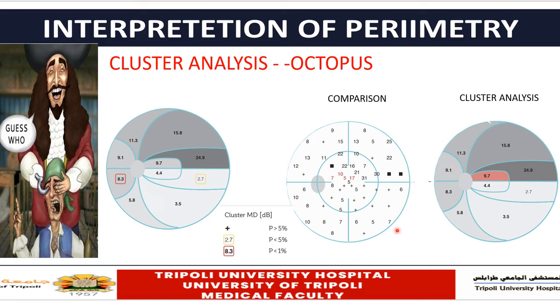Then, of course, a statistical analysis will be applied, and probability testing will be done, and the mean deviation will be measured, and we extract the p-value for each cluster, and accordingly we can determine the abnormal cluster that carries a high suspicion of glaucomatous damage. This is, in brief, the cluster analysis that is seen in octopus.